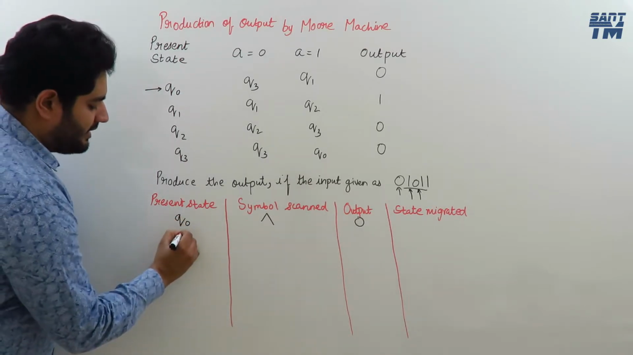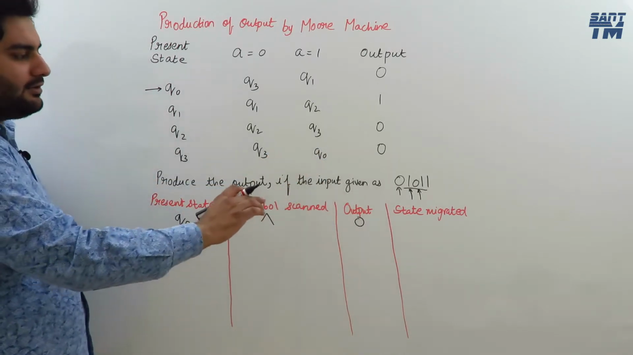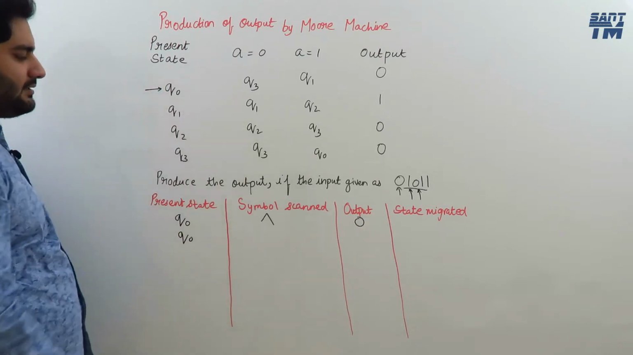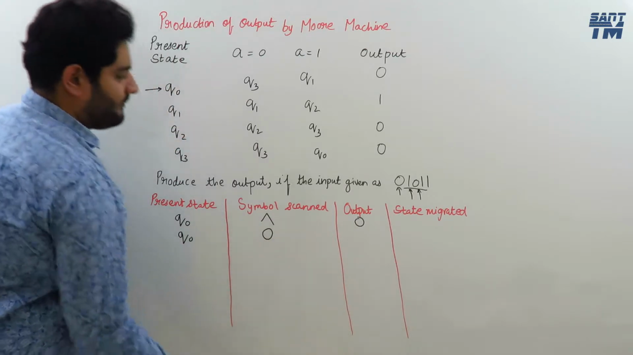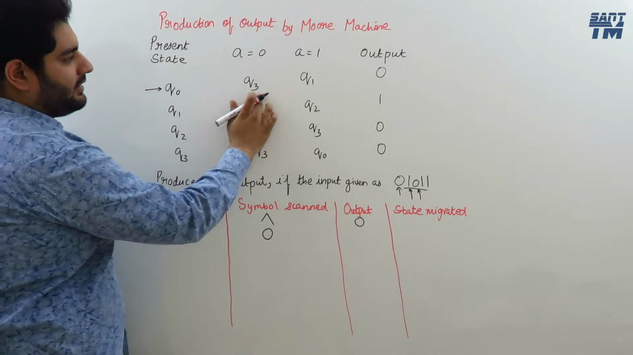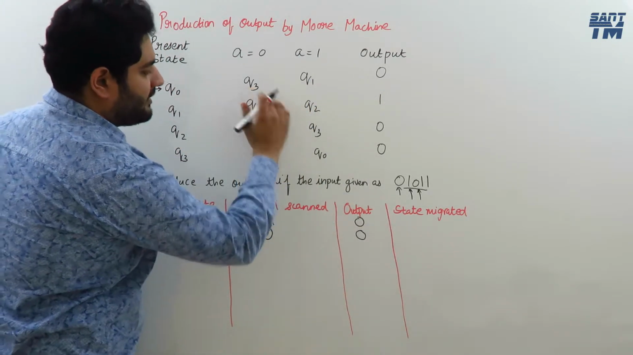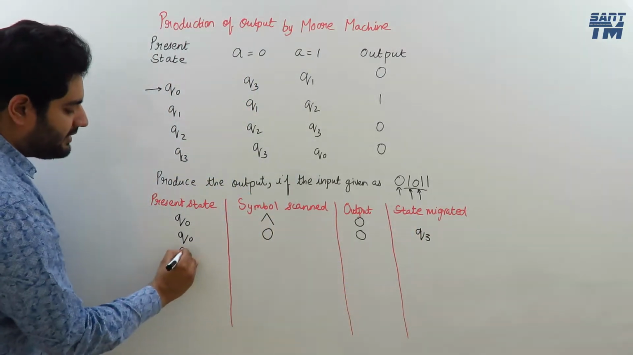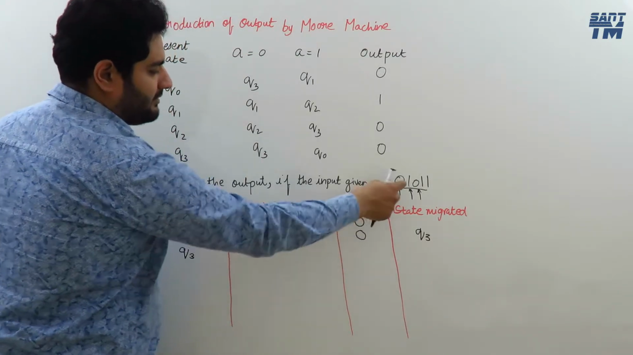Now let's start with the initial state Q naught. The input given is 0, 1, 0, 1, 1. The string is fed to the machine now. So again we start with the initial state. Q naught on scanning this first 0 will move to state Q3 and produce 0 as output. So output produced is 0, and state we have moved to is Q3. So now present state is Q3. Now on Q3 we apply the next symbol, 1, as input.